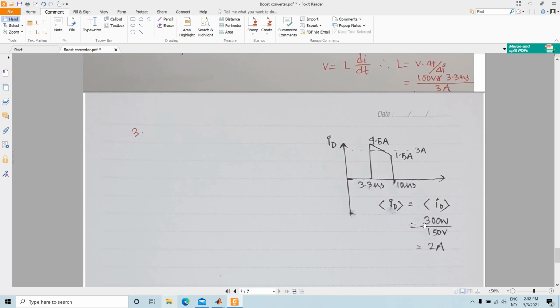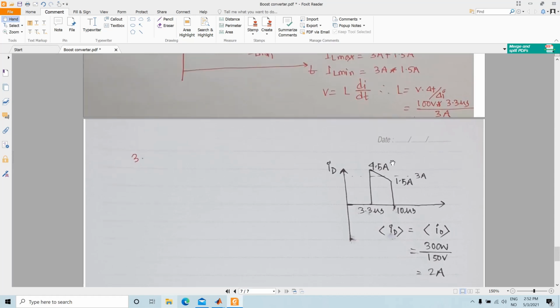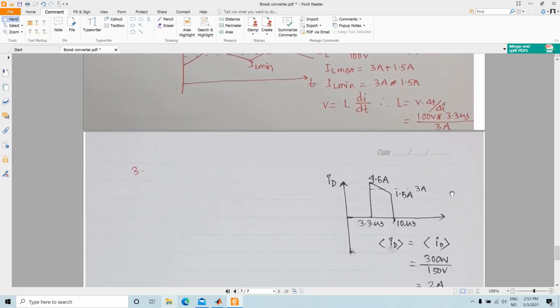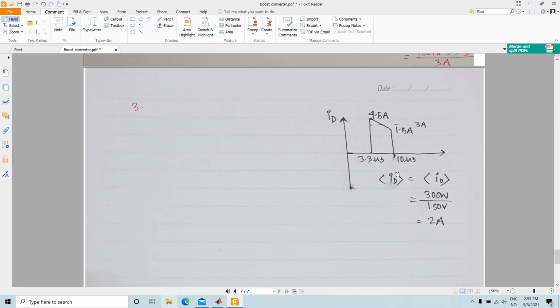So the average diode current is basically 300 watt, that is the output power, divided by the output voltage, which is equal to 2 amp. You can also calculate it from the input current and the duty cycle. And for the RMS calculation, you know this equation, you know these points in the Cartesian plane, so you can calculate the RMS value of this diode current. I am not doing it here.